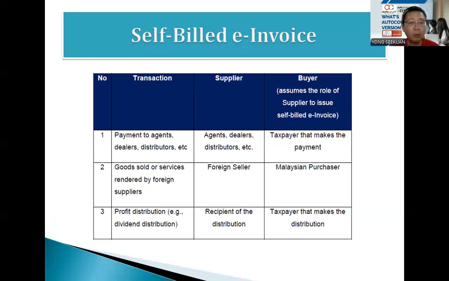The second one will be goods, software, or services from a foreign supplier, like you import goods or import services. So your supplier will issue an invoice to you.